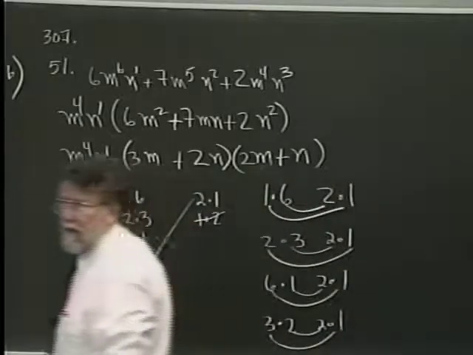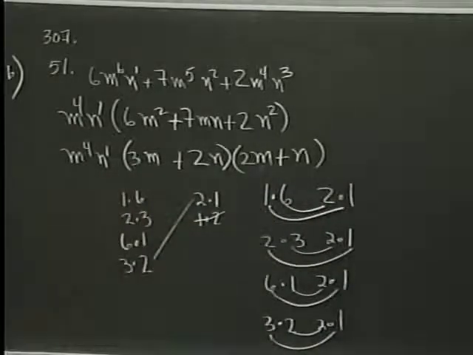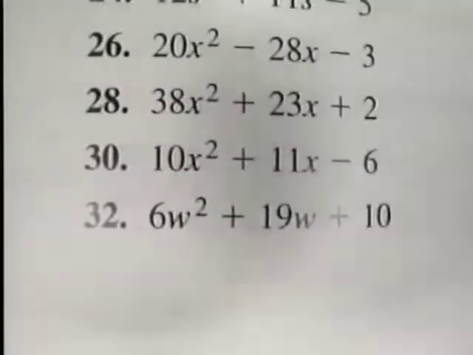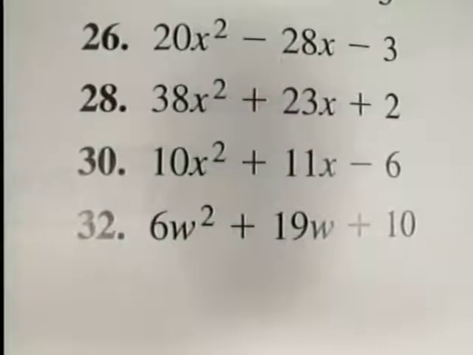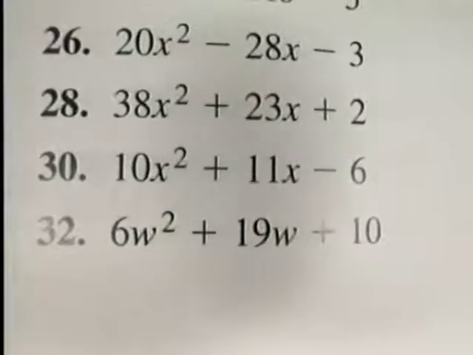So what I'm going to do, leave that one up there, and let's see if we can find something a little less intimidating for a moment. I like number 32. So number 32, we'll cut to the document cam. 6w squared plus 19w plus 10. Now eyeball it for a moment.